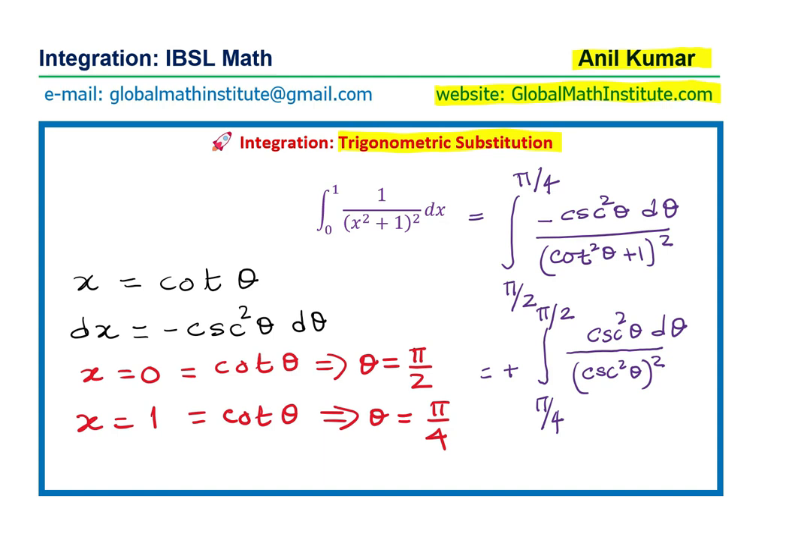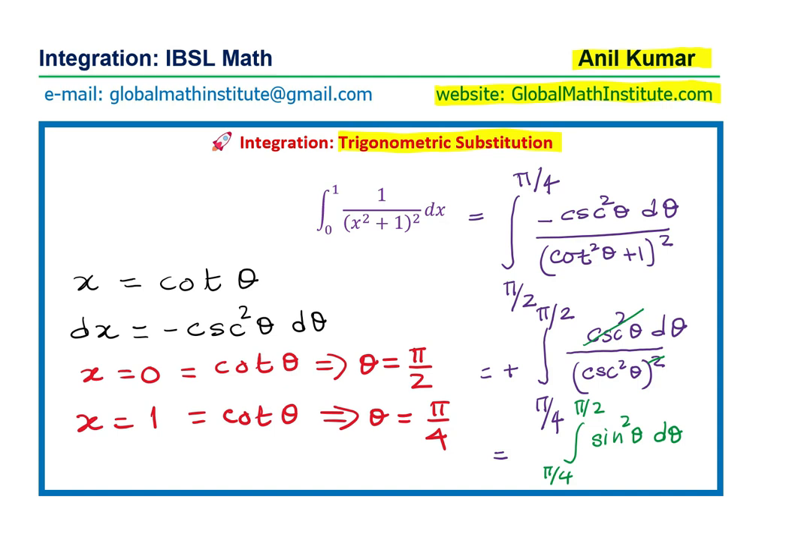So now you can see cosecant square theta will cancel. So we have 1 over cosecant square theta, which basically is, cosecant is the reciprocal of sine, right? So it's basically sine square theta. So we could rewrite this from pi by 4 to pi by 2. So this cancels, and 1 over cosecant square theta is sine square theta d theta. So effectively, the integral given to us from 0 to 1 of 1 over (x squared plus 1) whole square dx can be written as the integral from pi by 4 to pi by 2 of sine square theta d theta. Make sense? So now let's see how do we integrate this.